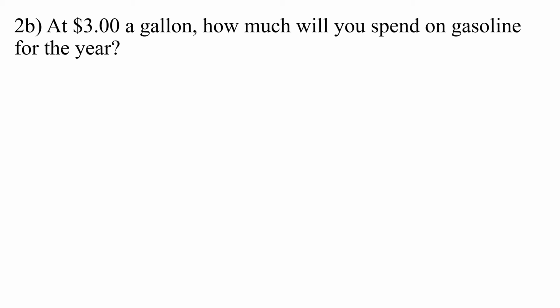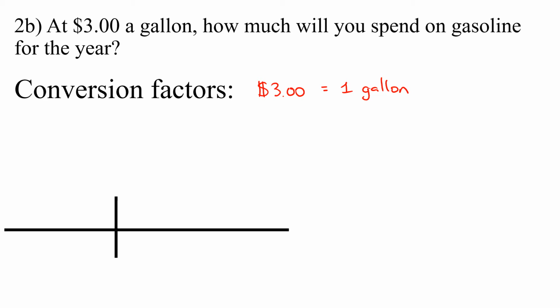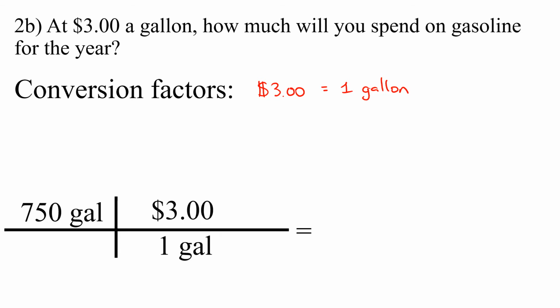At $3 a gallon, how much will you spend on gasoline for the year? So our conversion factor would be $3 equals 1 gallon. Then I take the value from the previous problem, 750 gallons, with gallons on bottom and dollars on top. I multiply and I get $2,250 for the year.